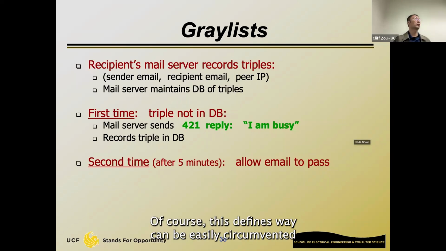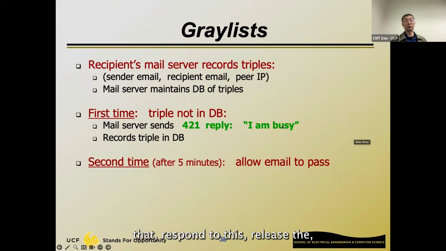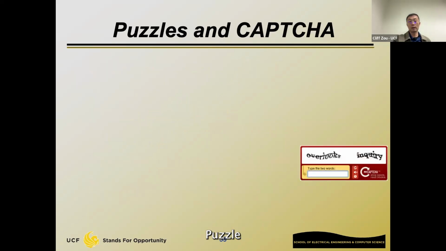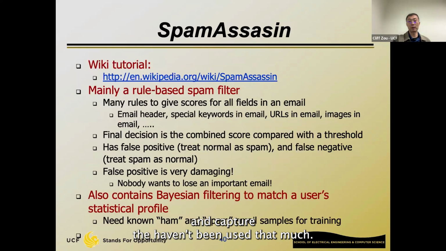They don't bother to receive a response and retransmit a spam to the same user. So that's the defense way. Of course, this defense can be easily circumvented if the spammer creates spamming software that responds to this gray list transmission, then this will not be successful. So this is a gray list. Puzzle and captcha haven't been used that much.